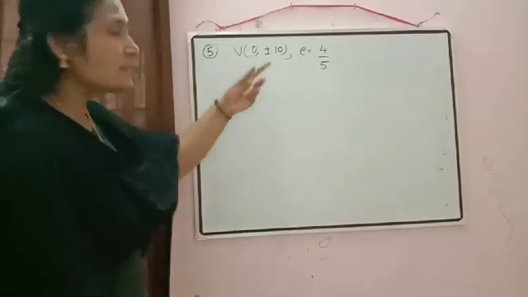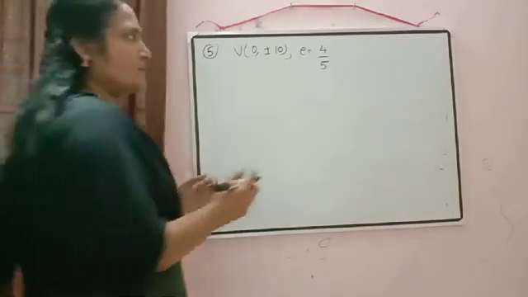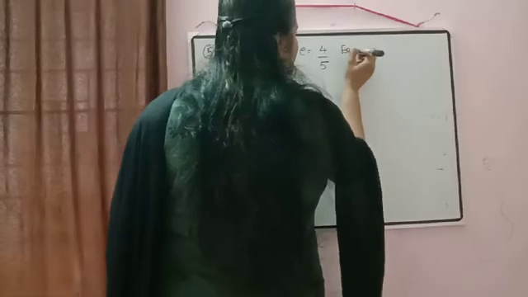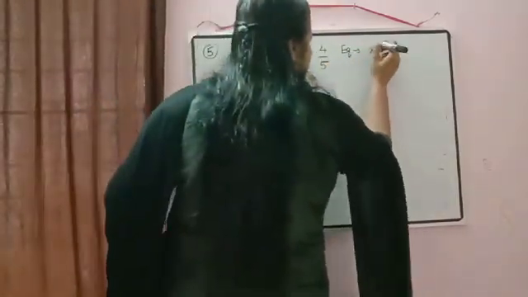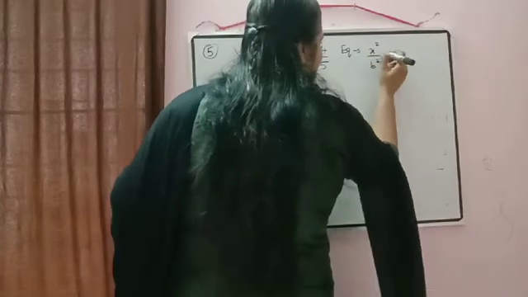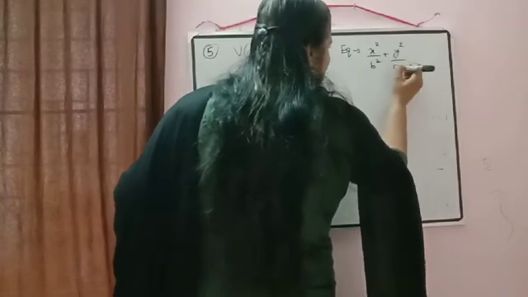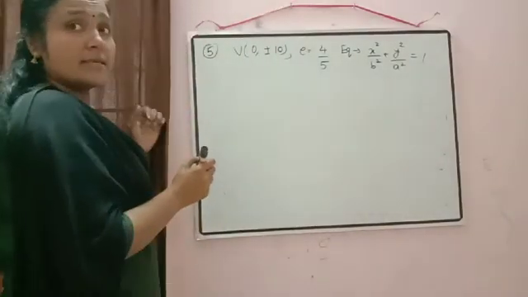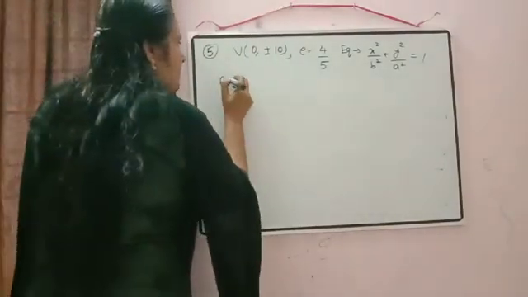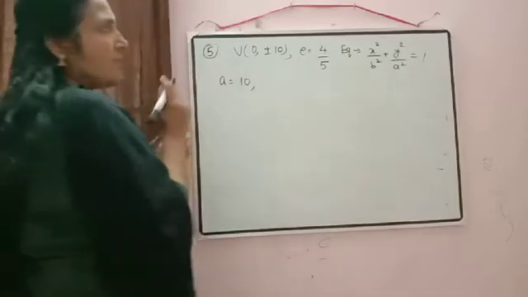Your vertices are along the axis. So what will be the equation of the ellipse? Here only, just write down there. The equation will be x square by b square plus y square by a square is equal to 1. Now just check what is given. Vertices means a is given. So we have a is equal to 10.